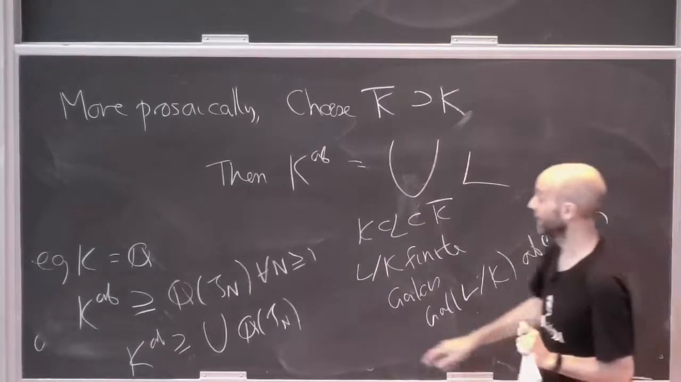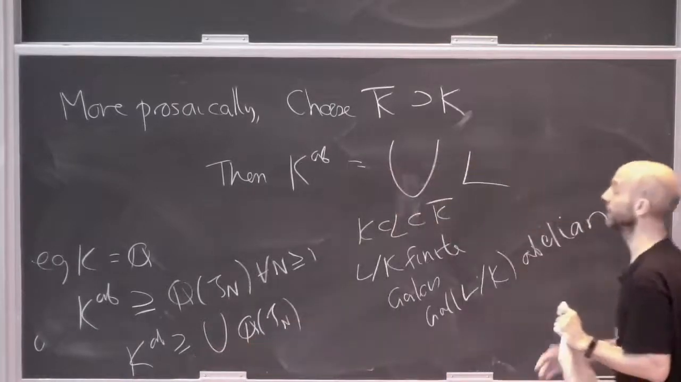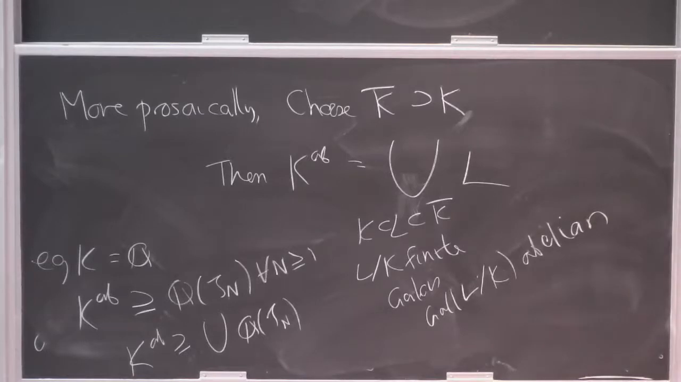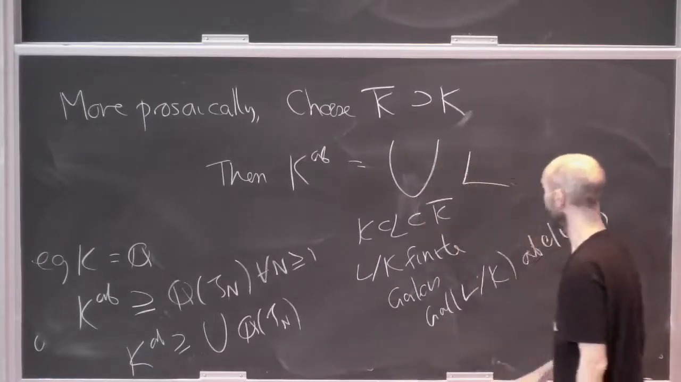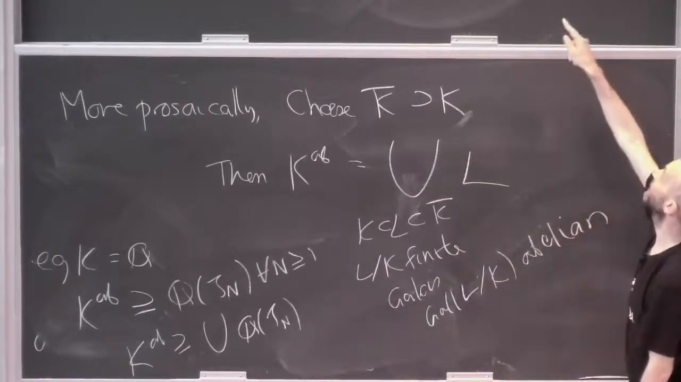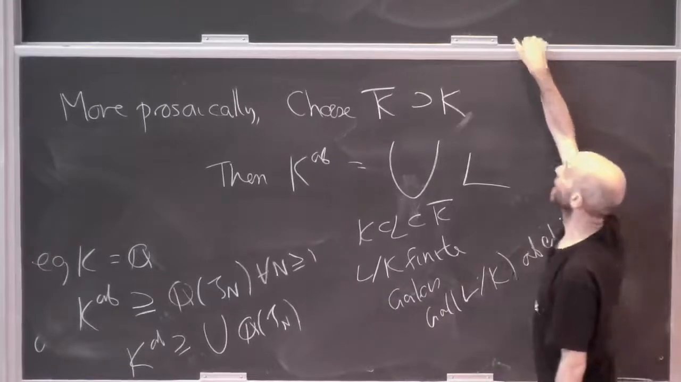Tricky theorem: this is an equality, but that's not at all obvious. That's the Kronecker-Weber theorem, but we don't need to know that right now. What I want to tell you, and in fact that's a weird special case, is what Gal(K ab over K) is. I'm going to tell you the answer.